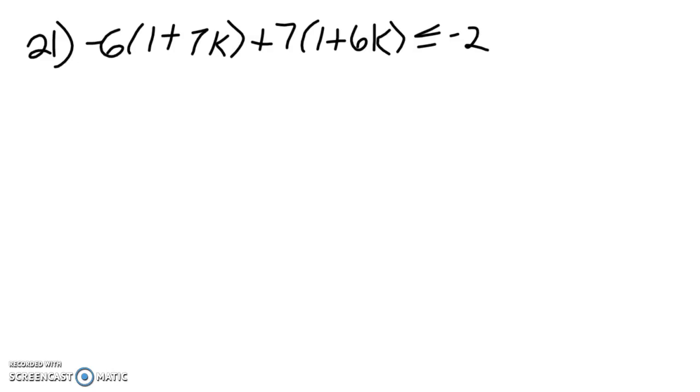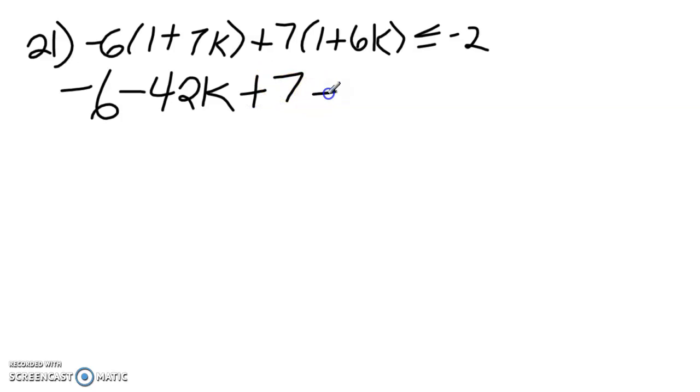So negative 6 times 1 would be negative 6. And negative 6 times 7k will be negative 42k. So there's my first distribution. And now I'm going to distribute the 7 through. 7 times 1 is 7. And 7 times 6k is 42k. And then I have less than or equal to negative 2.